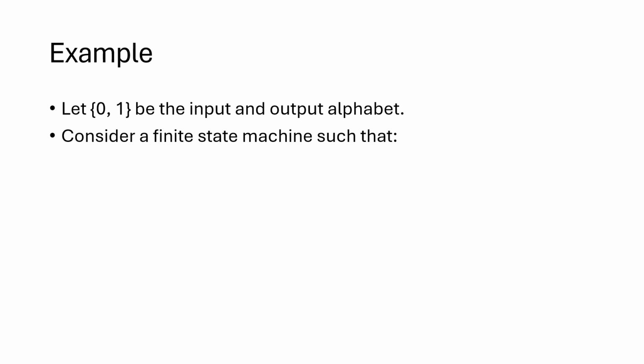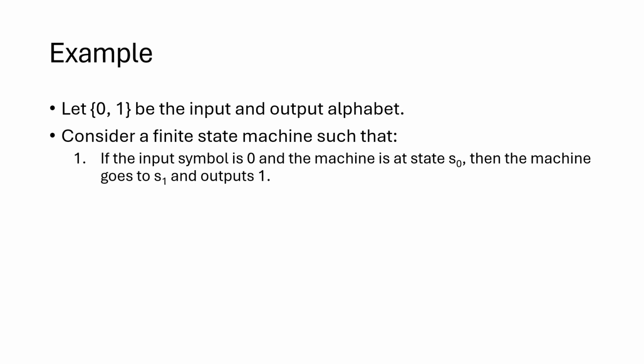Our input and output alphabets are the binary symbols 0 and 1. We are going to look at a finite state machine that has two states, S0 and S1. Here's the behavior that we want for this machine. If we are at state S0, and the input symbol that we are reading at the moment is 1, the machine changes its state to S1 and outputs a 1.